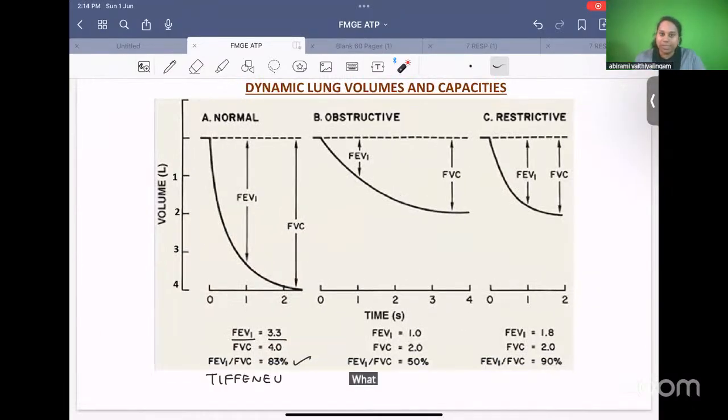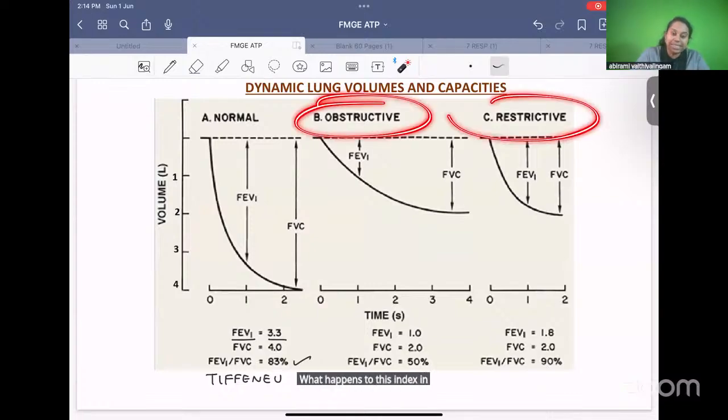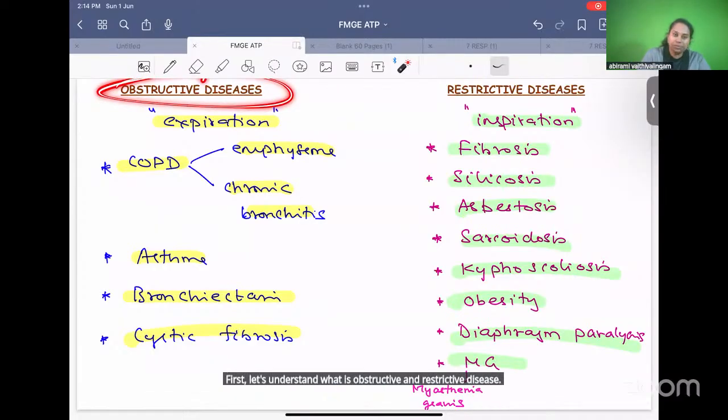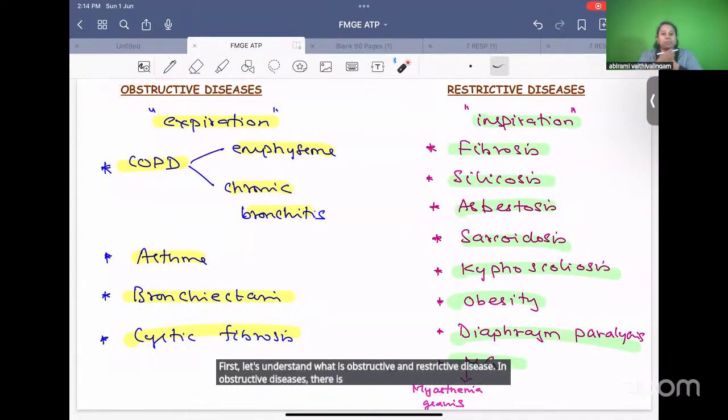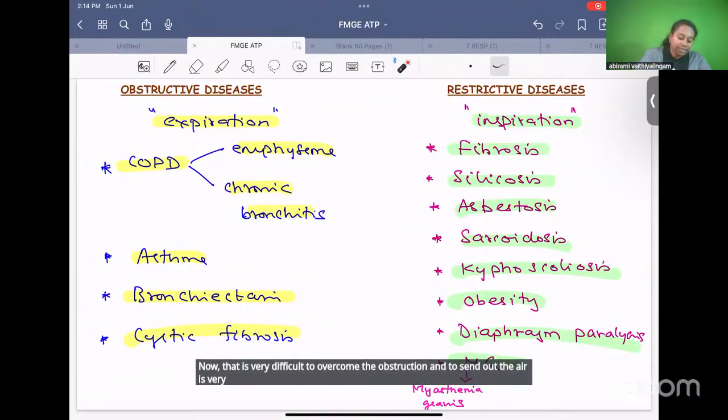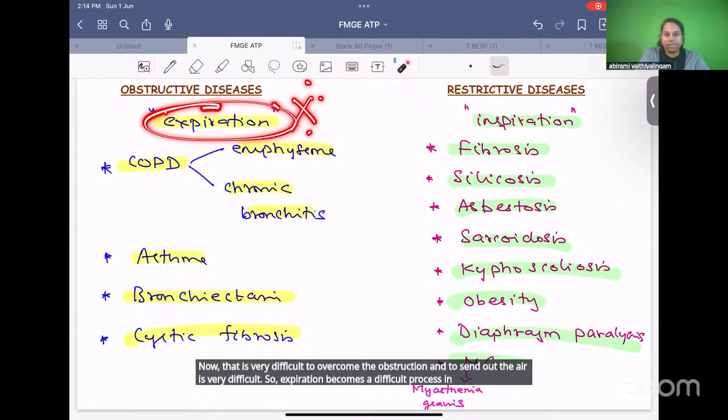What happens to this index in obstructive disease and restrictive disease? First, let's understand what obstructive and restrictive disease are. In obstructive diseases, there is something which is obstructing you. You have to overcome this obstruction and send out the air. Now that is very difficult. To overcome the obstruction and send out the air is very difficult. So expiration becomes a difficult process in obstructive disease.